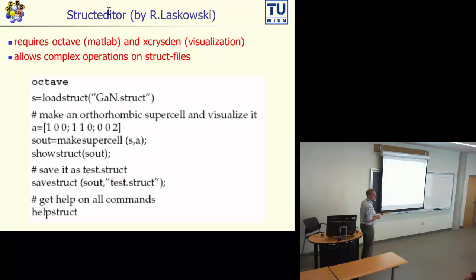So for instance, you would start Octave, then you would say S equals load_struct, and this is one of the modules Robert has written, and enter the name of your small structure file, and then you would define a matrix A with 3 new vectors, 100, 110, and 002, and make a new structure file with the command make_supercell of S times A, and you can with show_struct view the generated structure and look if it's what you intended. Once you are done, you can save it with save_struct under a certain name and go out of this and continue with a regular initialization, or modify it by changing an atom, labeling an atom iron to iron 1, or whatever I have described before.